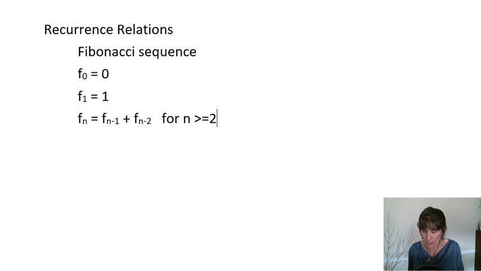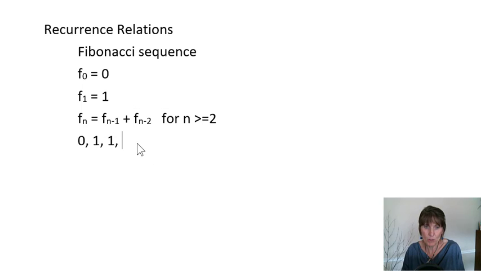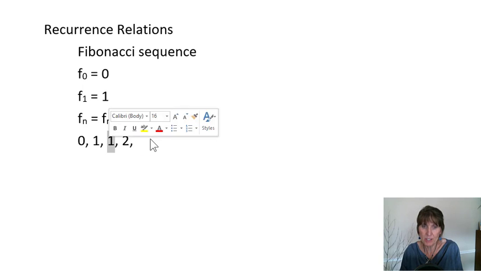Now we have enough information to write this entire sequence, right? What's the first term in the sequence? It's 0. What's the next term in the sequence? It's 1. What's the next term? It's the previous value plus the one before that. So it's 1 plus 0, which is 1. And now what's the next term? Well, the next term is defined by the previous one plus the one before that. So it's 1 plus 1, which is 2. What's the next term? It's the previous value plus the one before that, so it's 3.